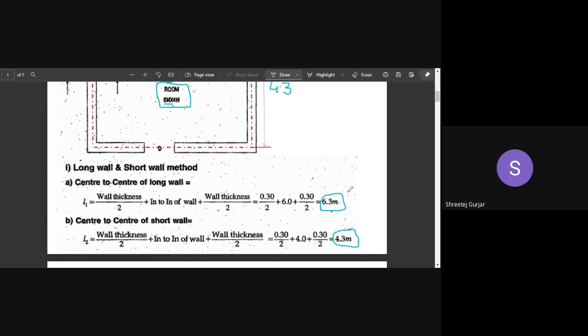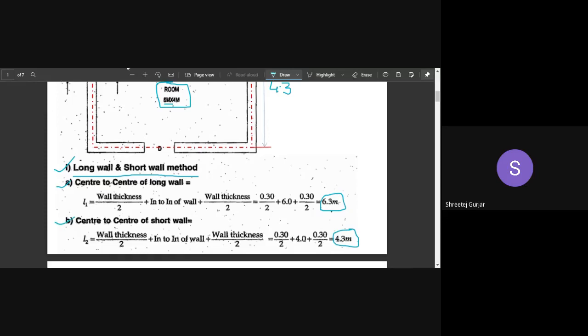If you want, you can write this step down. If you are students, you can write down, solving simultaneously with me. You can write the first step. This is your first step. Long wall, short wall method. We are solving using long wall, short wall method. Then first step is center to center length of long wall, center to center length of short wall.